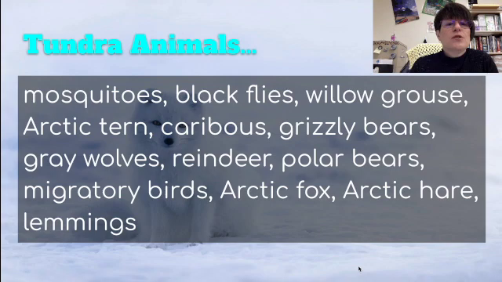Tundra animals include mosquitoes and black flies that are eaten by many other things, especially birds, willow grouse, Arctic tern, caribou, grizzly bears, gray wolves, reindeer, polar bears, migratory birds. So birds will come in during the summer, Arctic fox, Arctic hare, and lemmings.